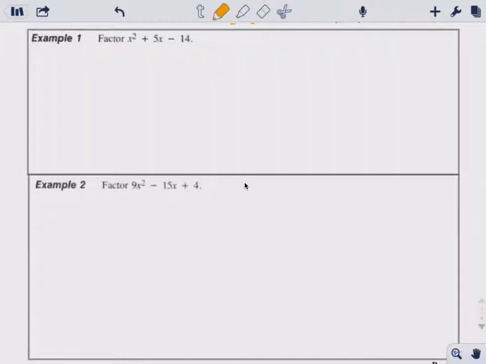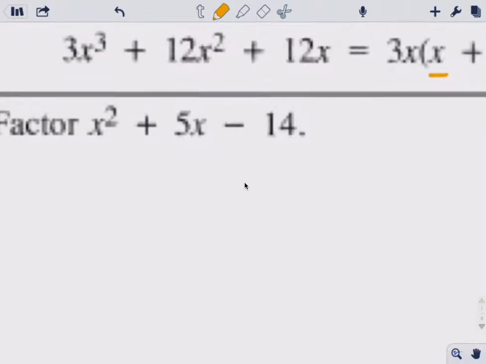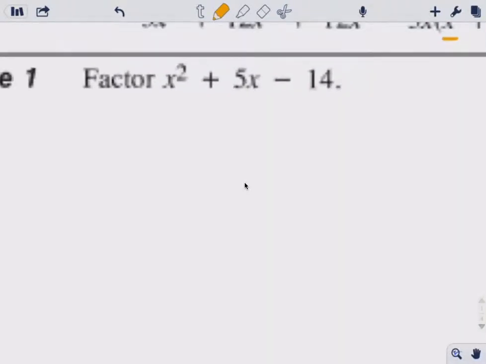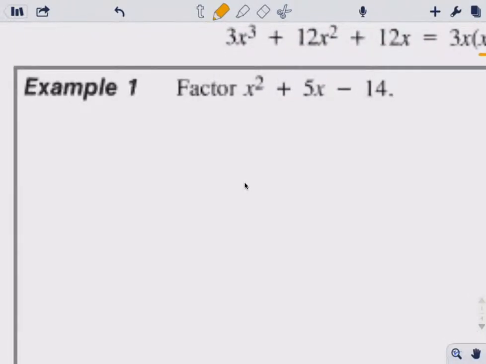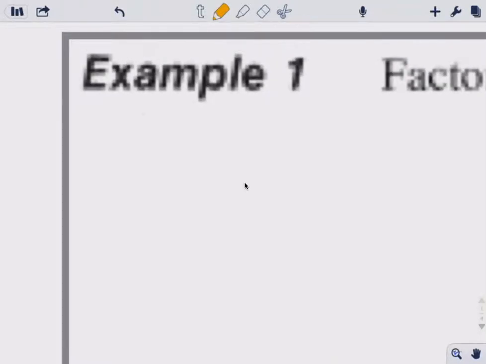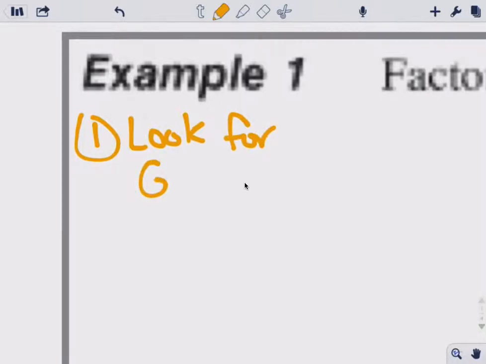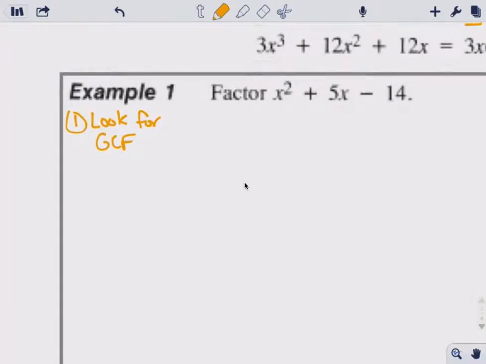Okay, so let's look at our examples for factoring quadratics. Remember, quadratics have the term x squared, and so it's ax squared plus bx plus c. All right, so the first thing we always want to do, step one, is we look for a GCF. And in this case, there is none. Okay, so it's not applicable here.